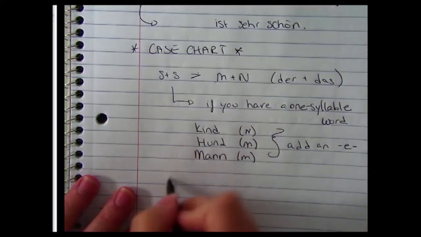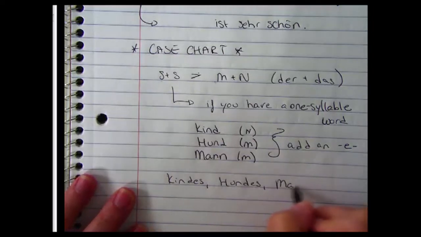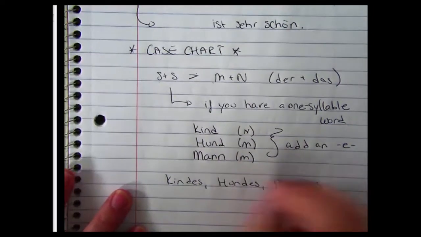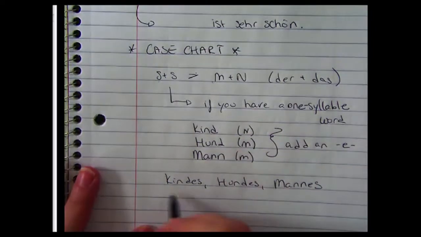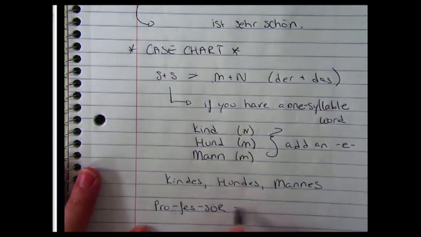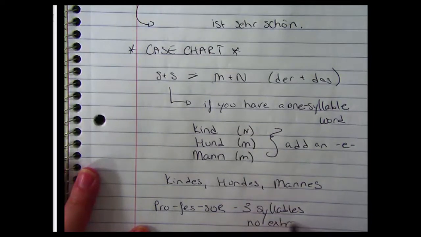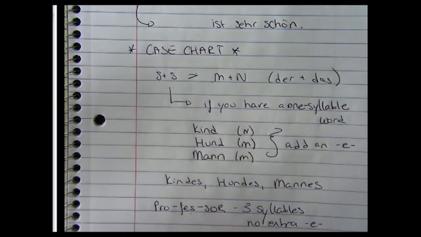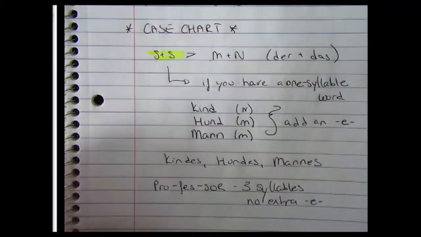So you're going to say Kindes, Hundes, Mannes. Okay, so if it is 1 syllable or short, you're going to add an extra E. When I had the example Professor, we have Professor. So that is 3 syllables. So no extra E. So in this case it becomes Professors by just adding an S to the end of that word. So the S plus S rule, whenever you add the E, is a little bit odd.